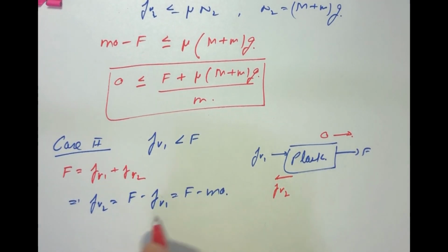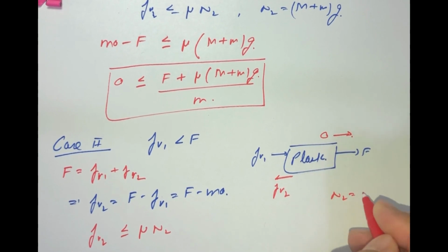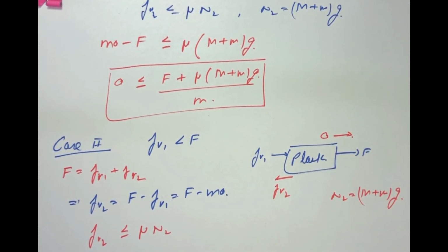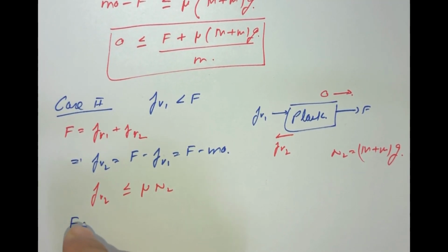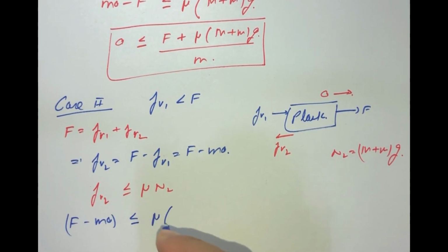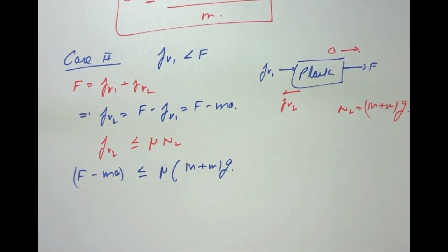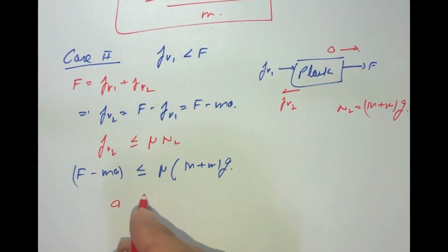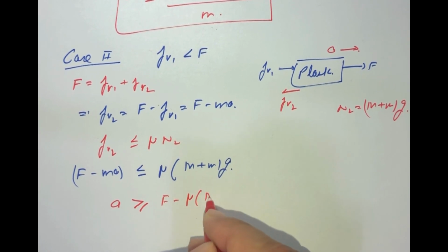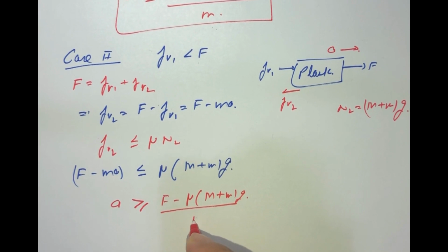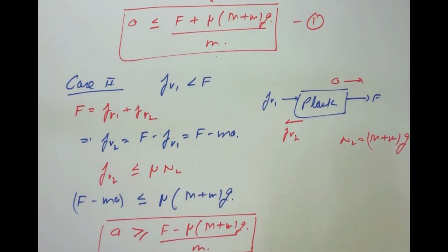Once again, FR2 is less than or equal to mu N2, and N2 is the same, that is M plus m into g. Now we put the value of FR2 and N2 in this equation. FR2 is F minus ma less than or equal to mu, capital M plus small m multiplied by g. From here we can find out the value of A. That is, A is greater than or equal to F minus mu M plus m into g divided by small m. Let us call this equation number 1, and this is equation number 2.